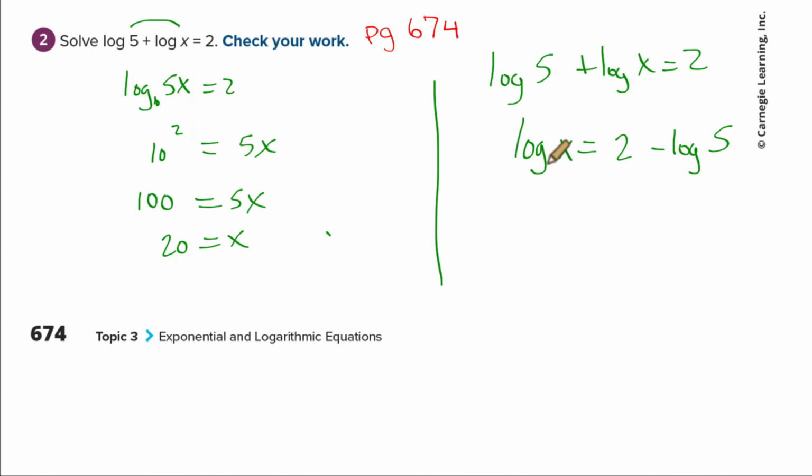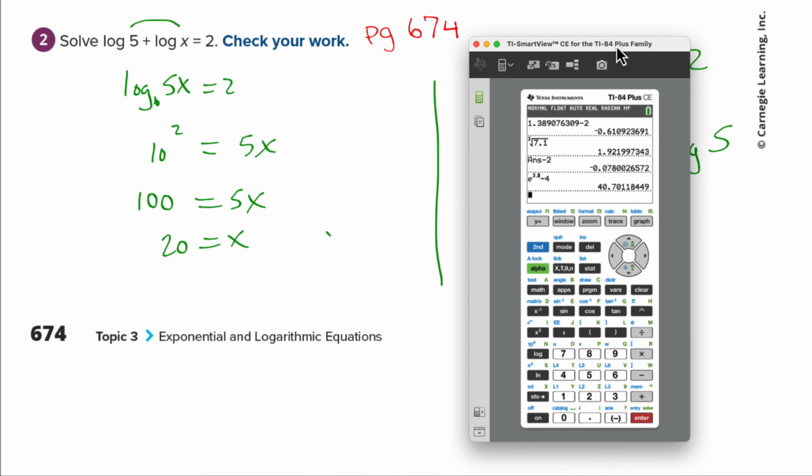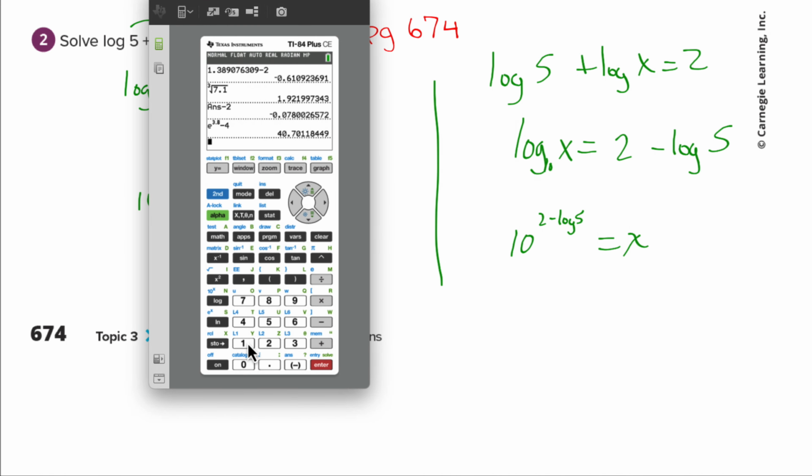So then what? I could make that a 10. So 10 to whatever this power is. So 10 to the power of 2 minus log of 5. Oh man, equals x. You don't want to do it this way. But I do want to show you it works. The first way I did it was cooler. It's cooler. But let's try it this way.